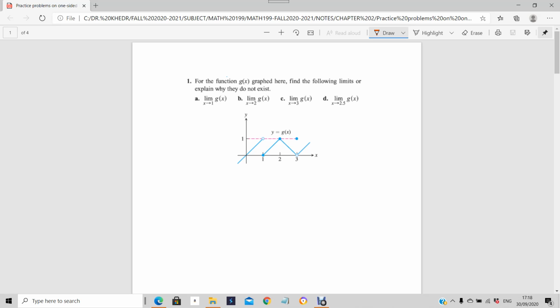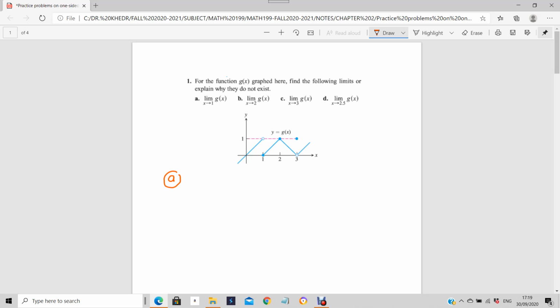Let's today solve some practice problems on the one-sided limits. So this question says for the function g of x graphed here, find the following limits or explain why they do not exist. So we have a graph of a function y equals g of x, and we need to find the limit of the function as x approaches 1, as x approaches 2, as x approaches 3, and as x approaches 2.5. So let's start with part A of the question.